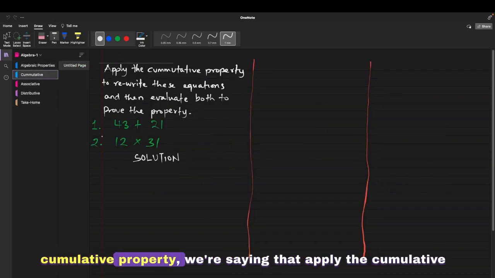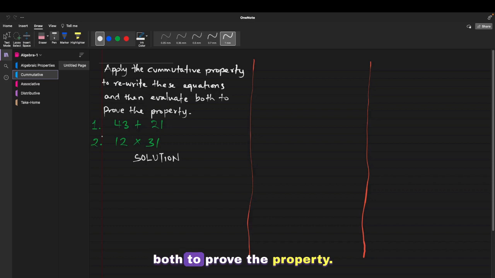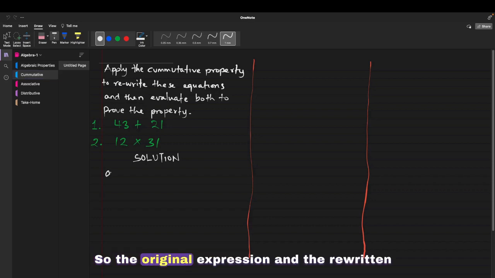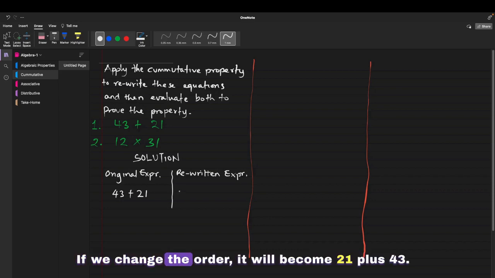For the commutative property, we're saying that apply the commutative property to rewrite these equations and then evaluate both to prove the property. So the original expression and the rewritten expression. We're saying here 43 plus 21. If we change the order, it will become 21 plus 43.